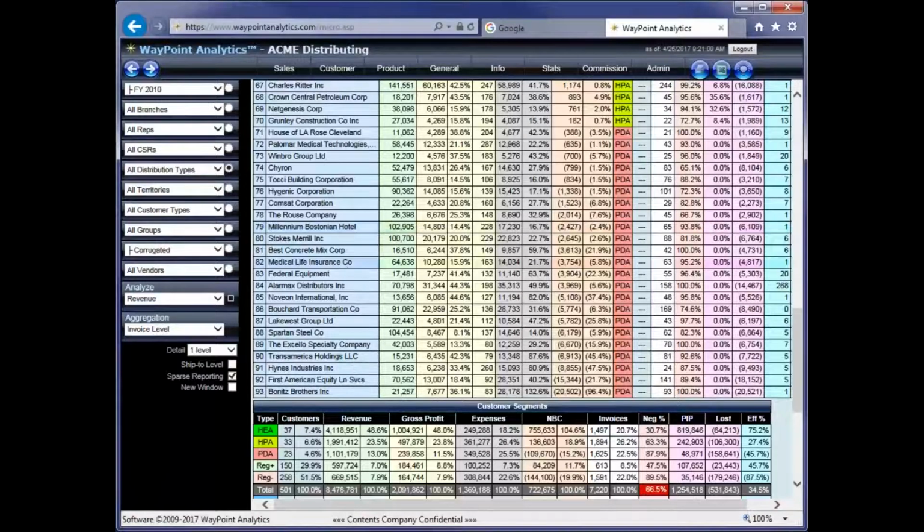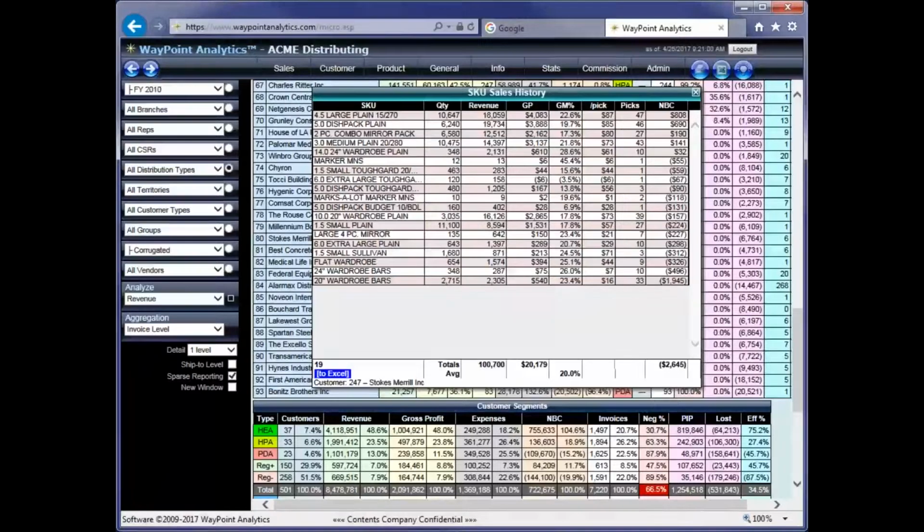We can also take a look at the company and see not only the P&L, but we can see what we're selling them. So there's all the products that they bought, which products we made money on, and which products we lost money on. And of course, you can see some of these are small orders that are causing these things.